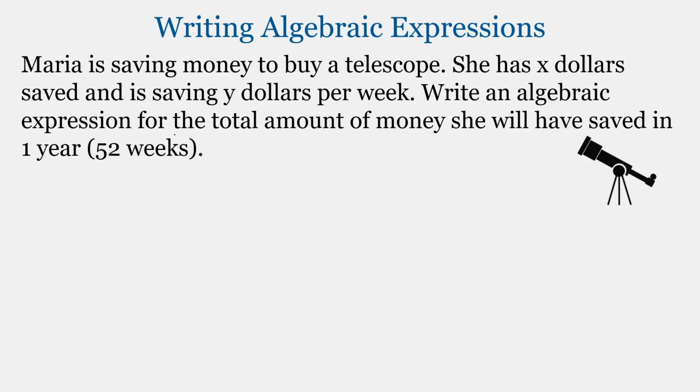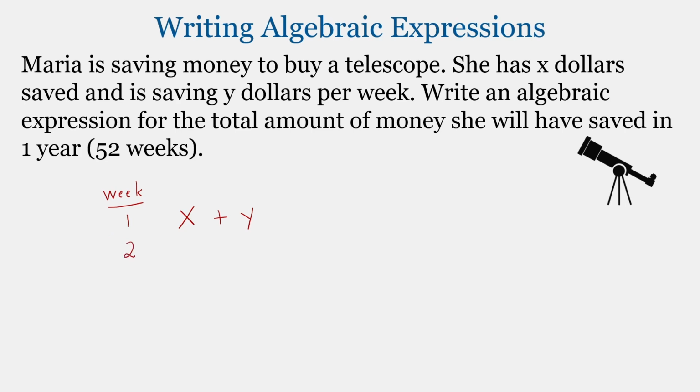Let's look at some application problems. So Maria is saving money to buy a telescope. She has X dollars saved and is saving Y dollars per week. Write an algebraic expression for the total amount of money she will have saved in 1 year. So at the beginning, she has X amount of money. That's how much she has already saved. So let's look to see what she has after week 1. After 1 week, she has X amount saved, and then she's going to add another Y dollars to it. So at the end of week 1, she has X plus Y.